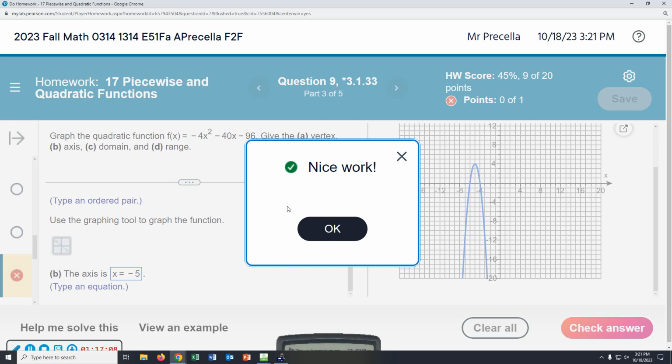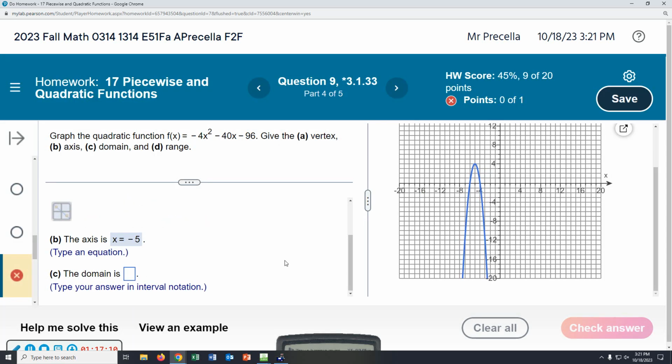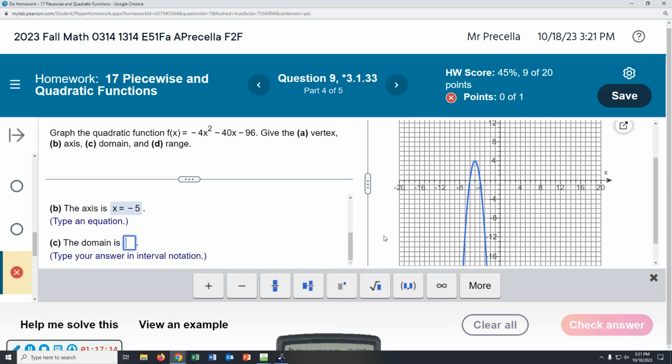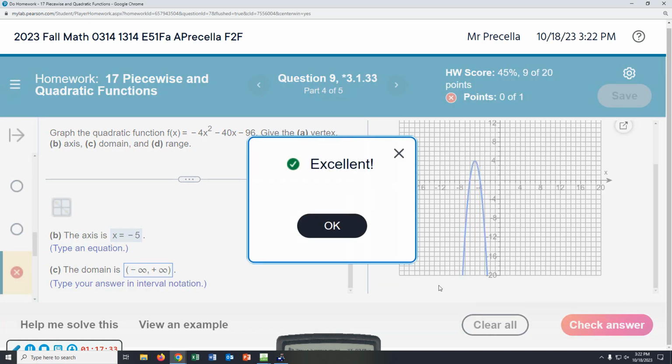And now we're ready for the domain. We know that domain. Every quadratic function in the world has the same domain. All real numbers. Parentheses, negative infinity, comma, positive infinity. I wonder if I wrote positive infinity. We were discussing that. If you put the plus sign, do they count it? Sure, they should. Yeah, they do.